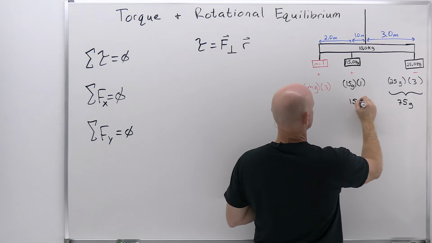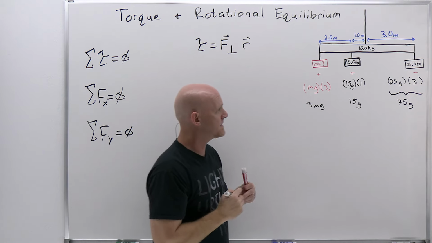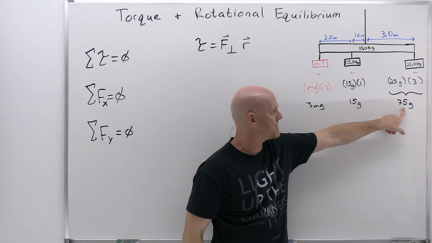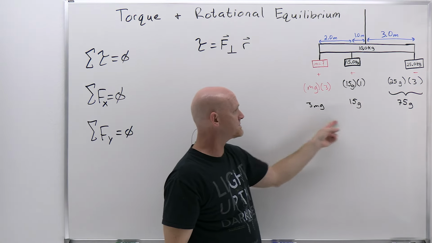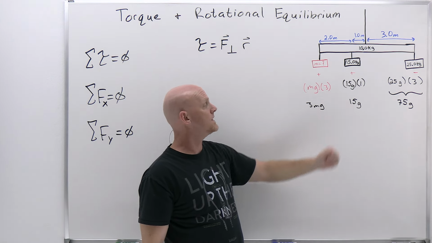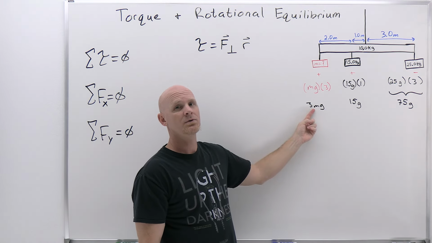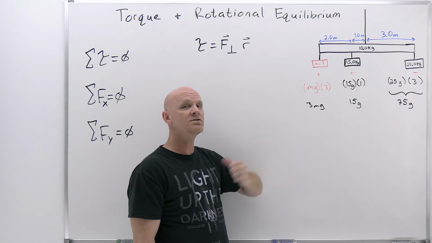Over here, we've got 15 g, and we're going to have 3 m. And I can see that we have to balance 75 g over here. This has got to total up to 75 g. We've already got 15 g here in the term we know. We need 60 more g, and to get 60 more g, the mass has got to be 20. You could have reasoned it out that way.